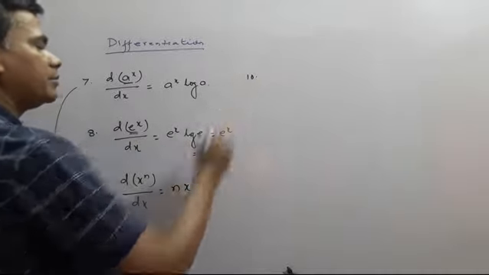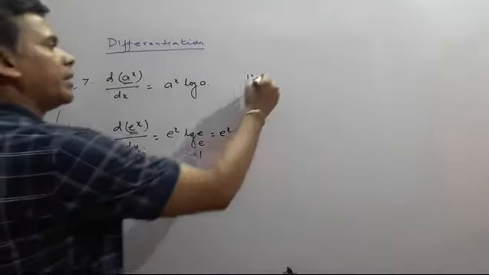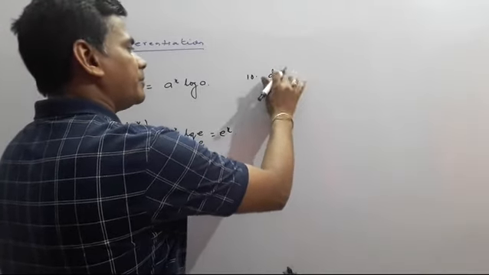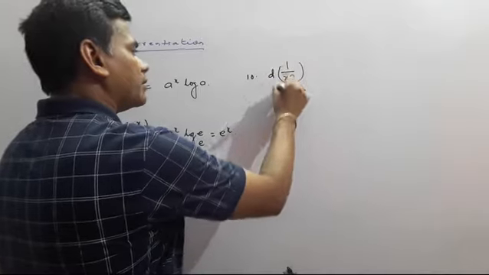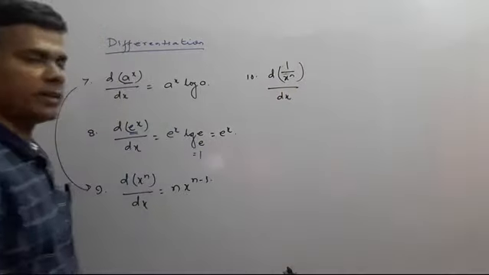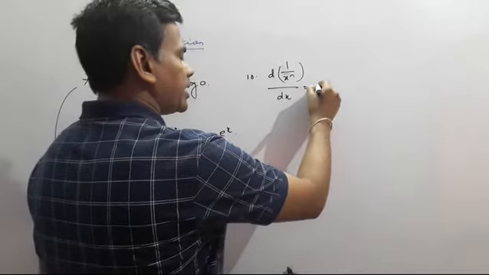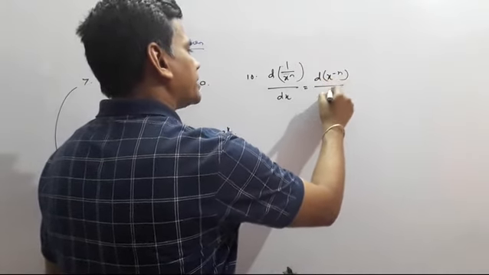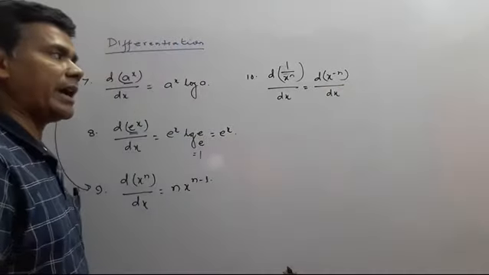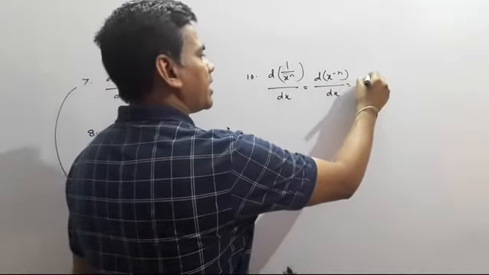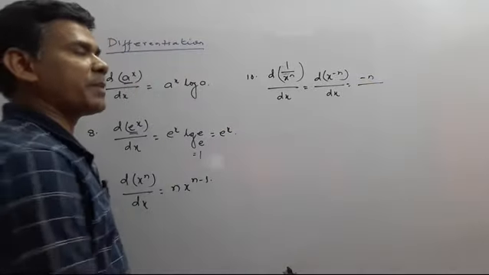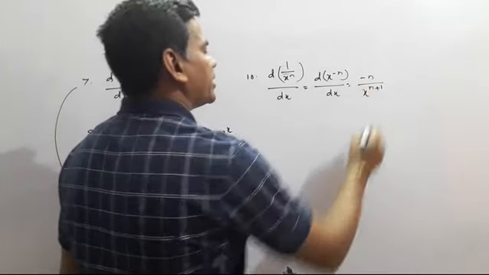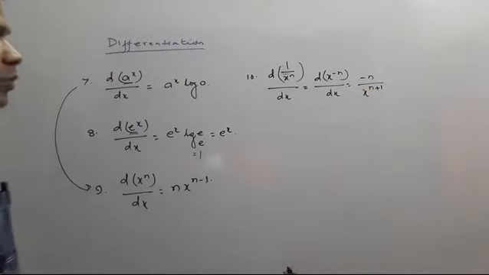Next, number 10, differentiation of 1 by x to the power n. You can say it is the differentiation of x to the power minus n with respect to x. So here we will have to write minus n, and in the denominator part we shall have to increase the power of x by 1. It means x to the power n plus 1.